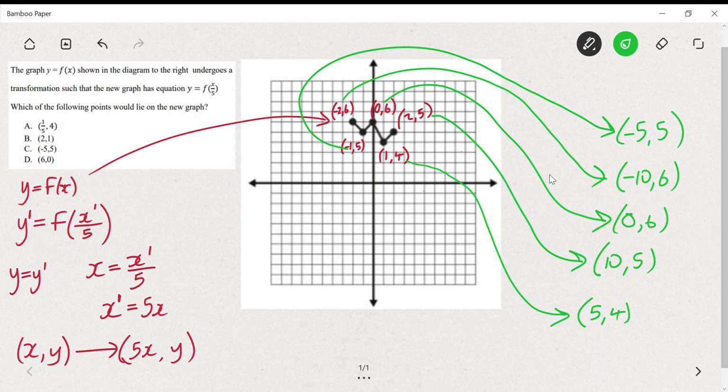So they're just saying which of the points in the multiple choice corresponds to any of those. So do you see -5, 5 in the multiple choice? Yes, you do. But just checking the other ones, do you see -10, 6? No. Do you see 0, 6? No. Do you see 10, 5? No. Do you see 5, 4? No. So clearly the answer is C.